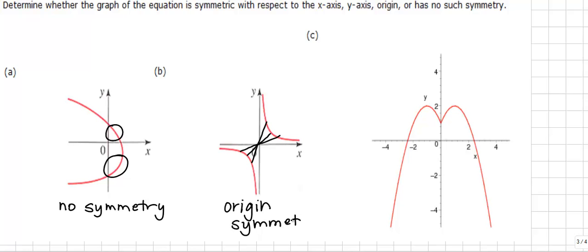And your last graph, if we look at all of these potential ordered pairs, has nice y-axis symmetry. Okay, so it is possible not to have any symmetry type apply or to have multiple types apply.